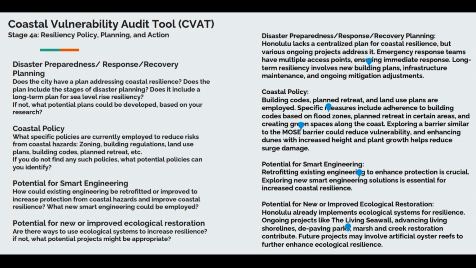For Stage 4B, which is resilience policy, planning, and action, here we discuss disaster preparedness, response, recovery, and planning. Coastal policy, which is the specific policies currently employed to reduce risk. Potential for smart engineering, which goes into the extent to which engineering can be retrofitted or improved to increase protection. And then the potential for new ecological restoration, because Honolulu already implements ecological systems for resilience. Projects such as the living seawall advance the living shoreline and continue Honolulu's success.